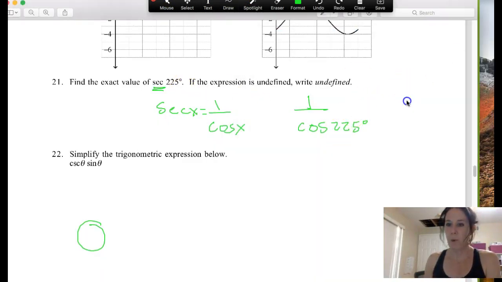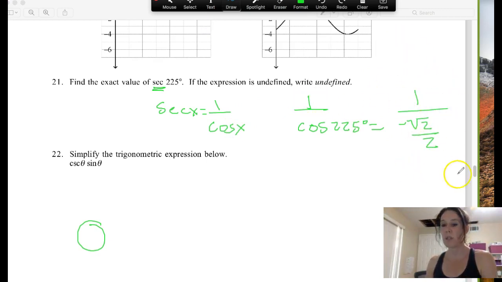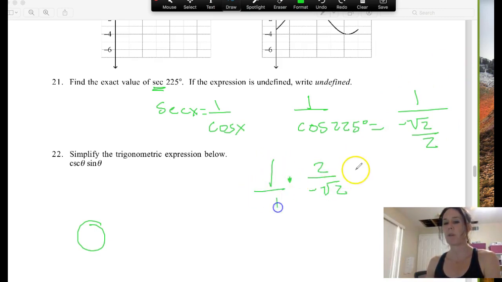So I know I'm 1 over the cosine. Now the cosine at 225 is negative square root of 2 over 2. And I'm 1 over that. So using your fractions, keep, flip, change. Keep the first, flip the second, 2 over negative square root of 2, and change to multiply. Well, 1 is the same as 1 over 1. So this is just going to be 1 times 2 is 2. Then 1 times negative square root of 2 is negative square root of 2.